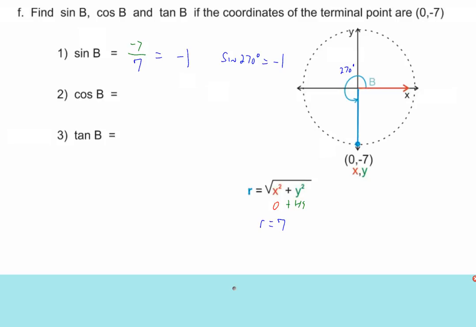All right, cosine. Now we're going to do the adjacent, the x, which is a 0, divided by the radius, the hypotenuse, and in this case, we get 0. So what's the cosine of 270 degrees? 0. Now in the third instance, remember we're going to do the y, the -7, divided by the x, which is a 0, and what does that become? What's the answer to this thing? How about like negative infinity? Negative infinity.